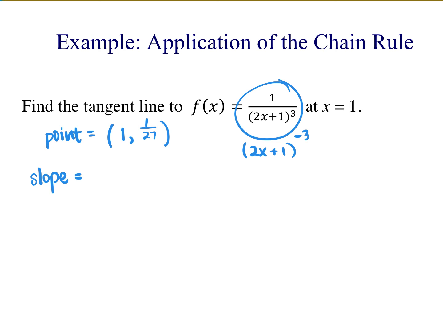So what's the outside part of this? Negative 3. And then the inside remains unchanged, 2x plus 1 to the negative 4. And then I multiply that by the chain rule of 2. And then I'm going to put it back. It's 2 over... no, the negative 3 is not over. Negative 6 is my numerator, over 2x plus 1 to the 4th.